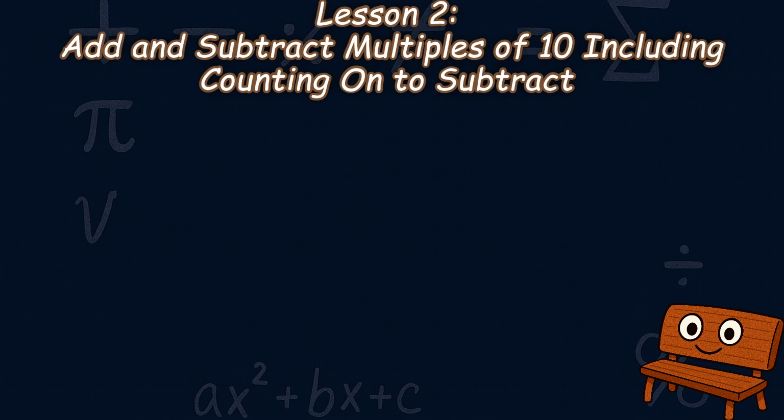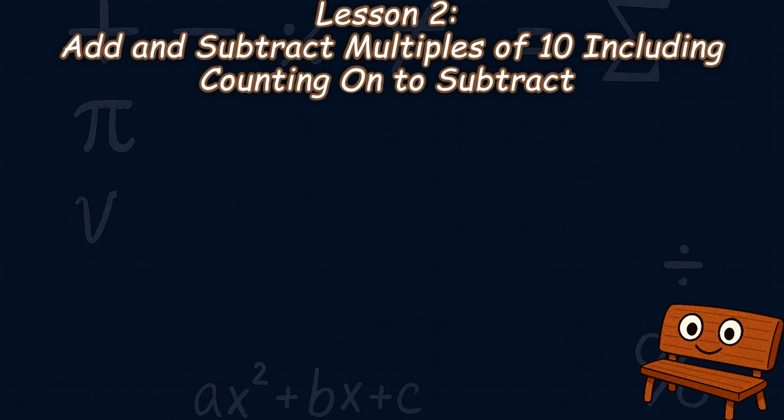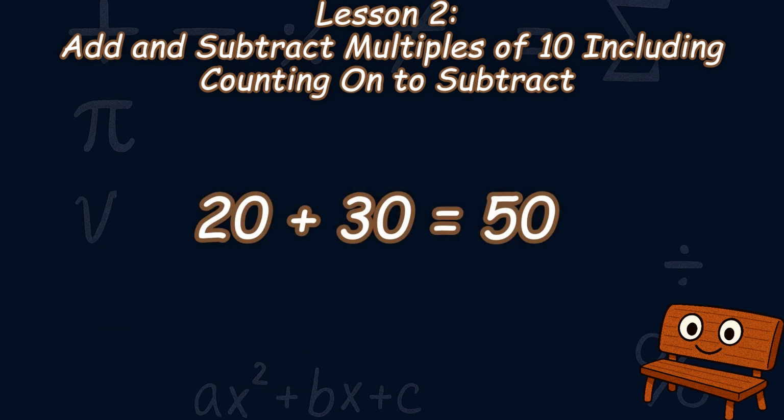On Friday, we're going to be doing Lesson 2, add and subtract multiples of 10, including counting on to subtract. This lesson builds on what we learned before, but now we're going to be working with multiples of 10. We can use number bonds or mental math to add or subtract tens quickly. For example, 20 plus 30 would get you 50. If you're asking yourself why, it's because we added 3 tens. Remember, we are doing multiples of tens, and 3 tens, the number 30, is itself a multiple of 10.